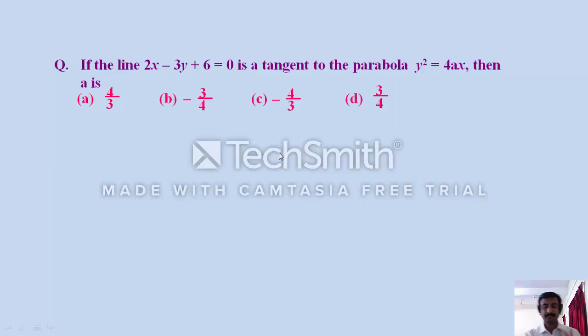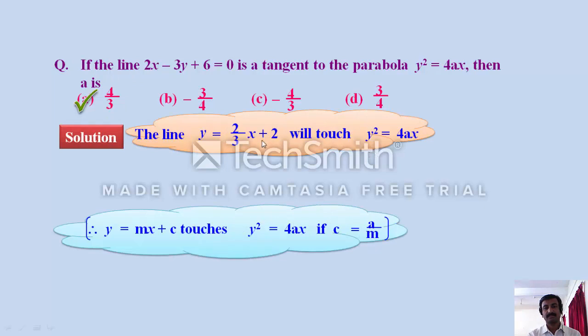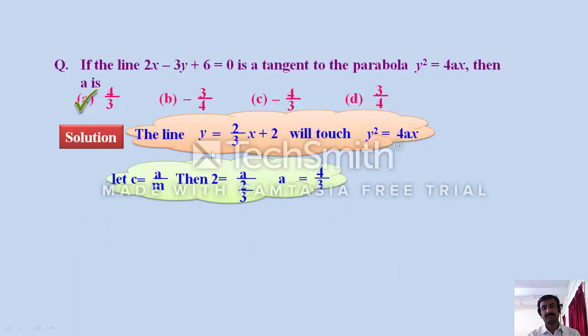In the previous problem, c equal to a by m is the condition. So the answer here is 4 by 3. Now let us go with the condition. First, I have written this line in slope-intercept form, y equal to mx plus c, and the parabola is y square equal to 4ax, as given. Now let us proceed.